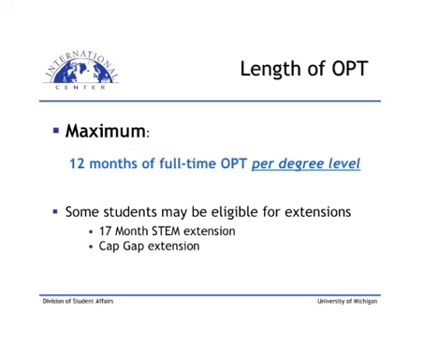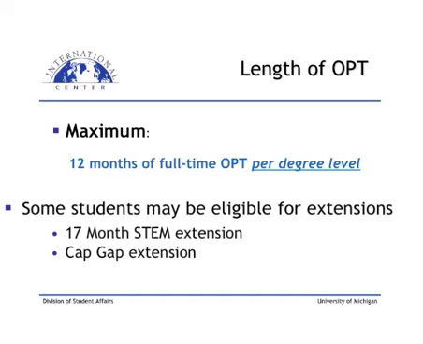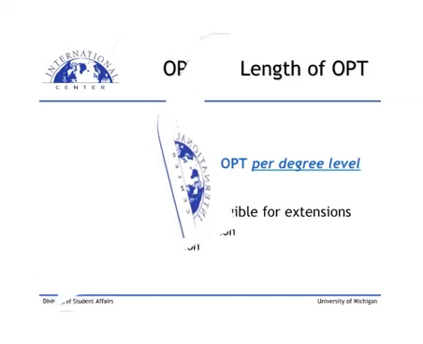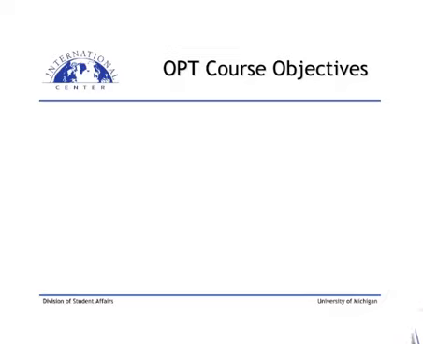After you complete your initial 12 months of OPT, you may be eligible for an extension. These extensions include a 17-month STEM extension and a CAP-GAP extension. Both of these will be addressed later in this course in Section 5. Now that you know what OPT is, who is eligible to apply, how much OPT you can request, and what types of employment you can accept while on OPT, you are ready to move on to the next section of this course. There are 5 more sections to complete.